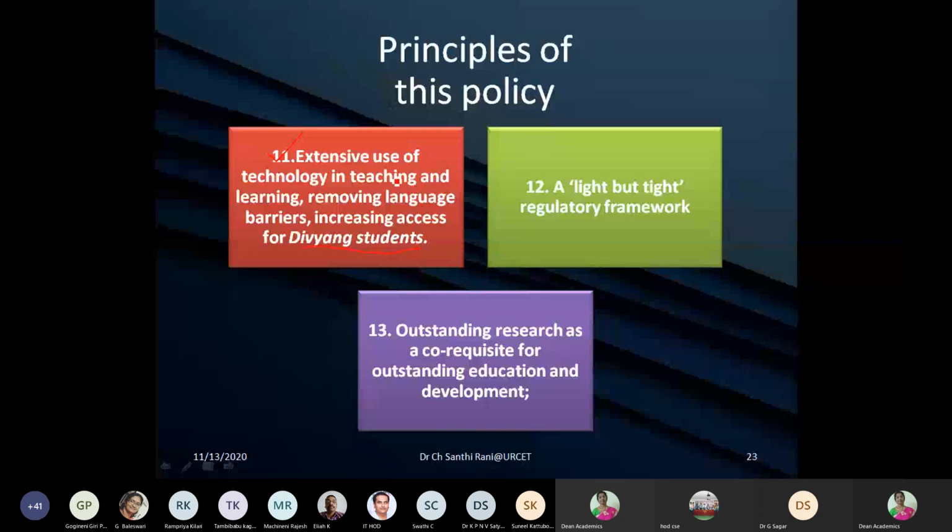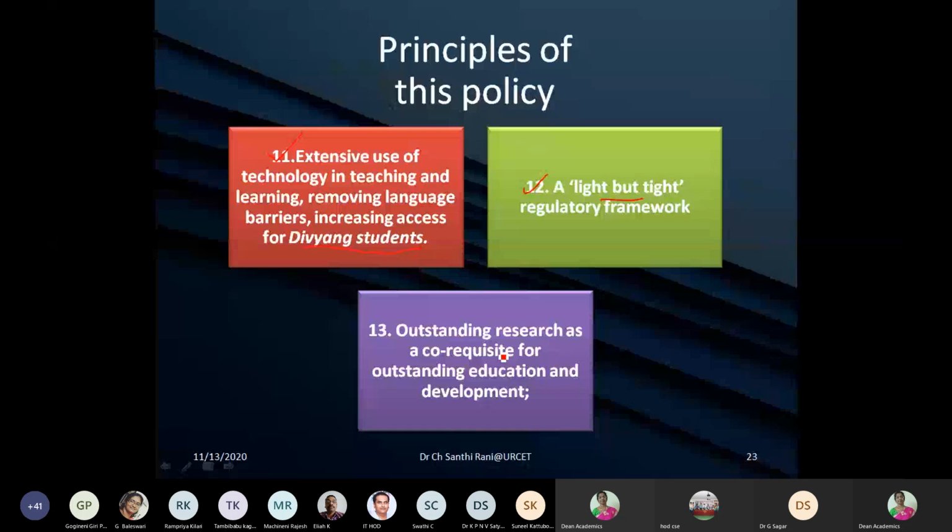So extensive use of technology in teaching and learning, removing language barriers, increasing access for Divyang students is another important principle. And if you come to the 12th principle, there is a light but tight regulatory framework. According to our present education system, we have a heavy load on students. Curriculum and content are very heavy for the students. Now, NEP is going to make it a light but tight regulatory framework.